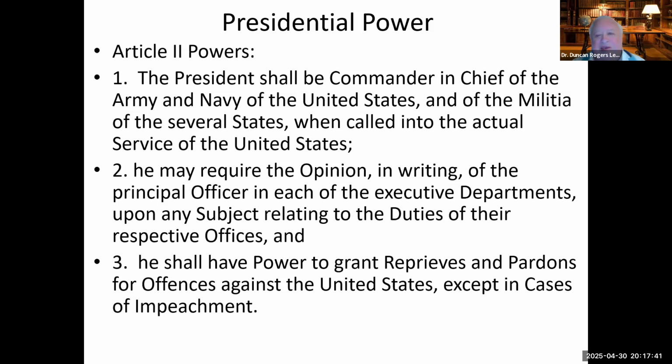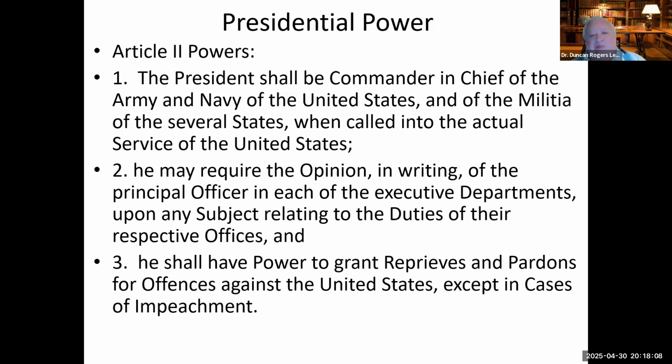The president shall be commander-in-chief of the Army and Navy of the United States and of the militia of the several states when called into the actual service of the United States. Now, you may think that's a fairly straightforward statement, right? Let me tell you, there ain't nothing in the Constitution that's straightforward. This is why we have a Supreme Court, and they change their mind every 20 years or so.